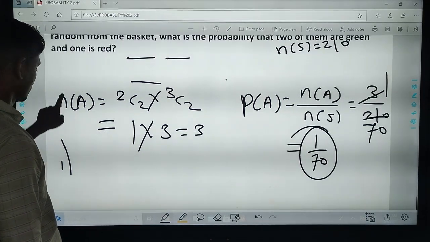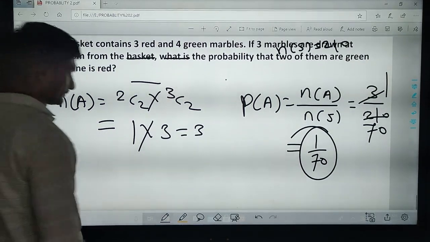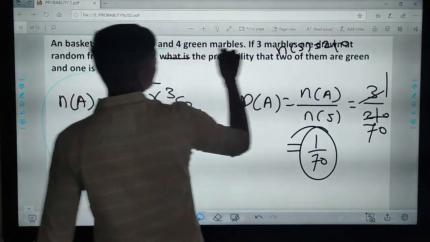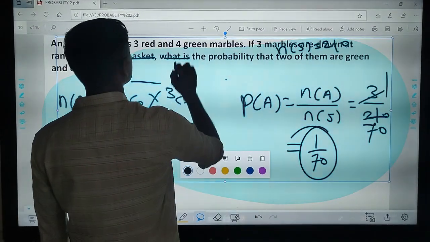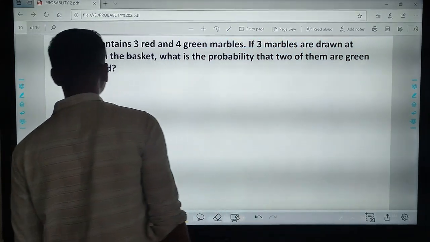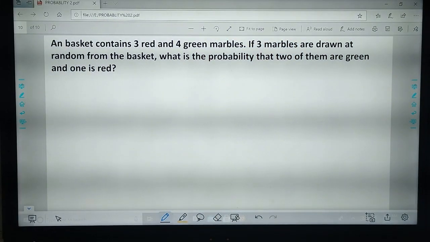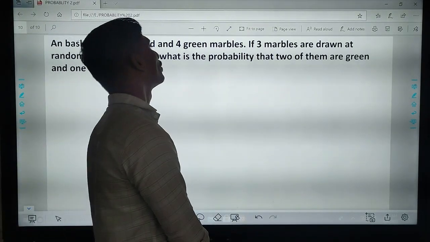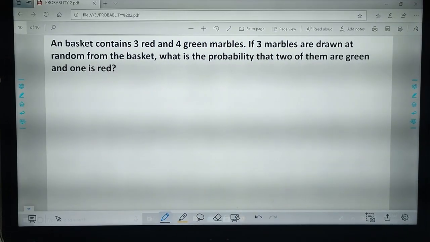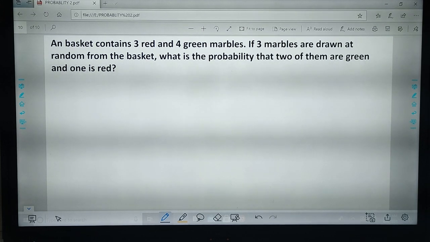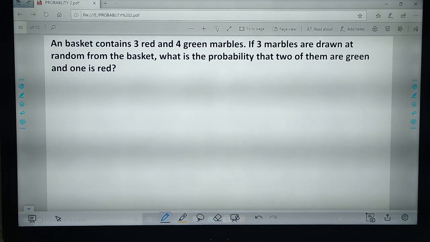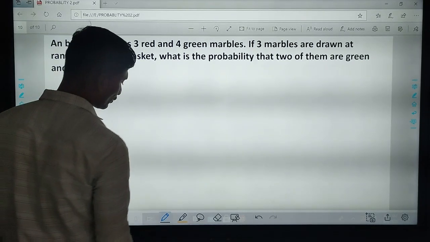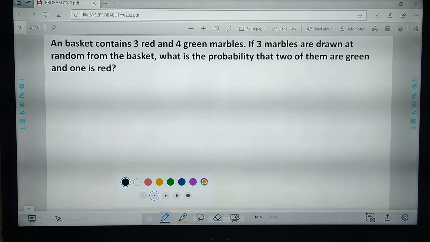Now next. A basket contains 3 red, 4 green marbles. 3 marbles are drawn at random from the basket. What is the probability that 2 of them are green and 1 is red? Find the probability that 2 of them are green and 1 is red.